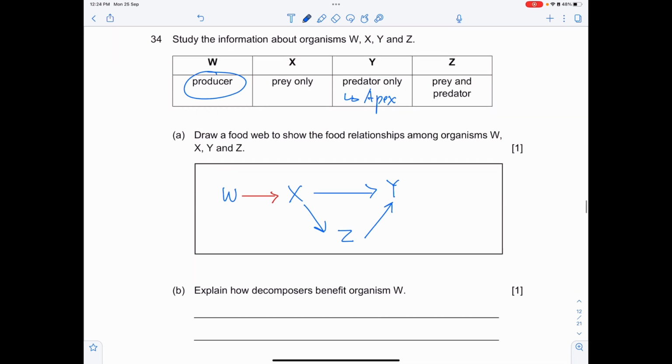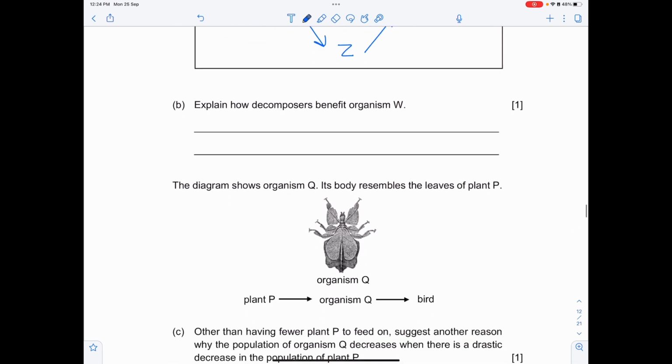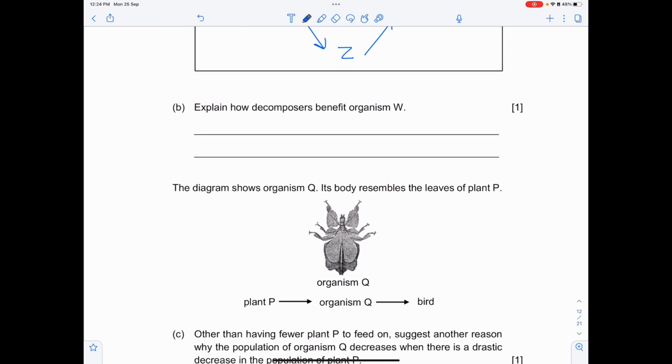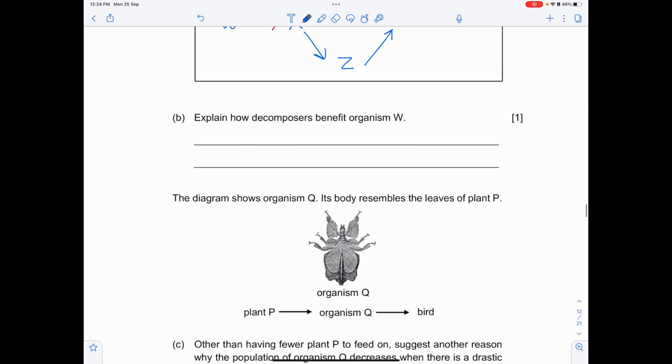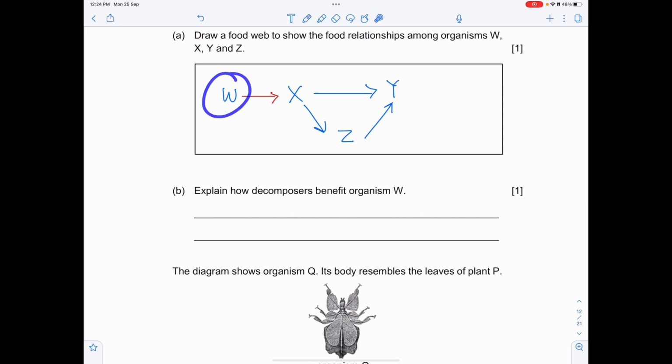Alright, next. Explain how decomposers benefit organism W. Okay, so basically W is a producer. When it comes to benefiting producers, we need to remember that it is fertilizers that they need. Alright, so decomposers, they break down. Remember, break down dead matter.